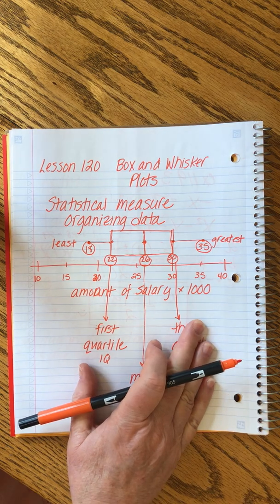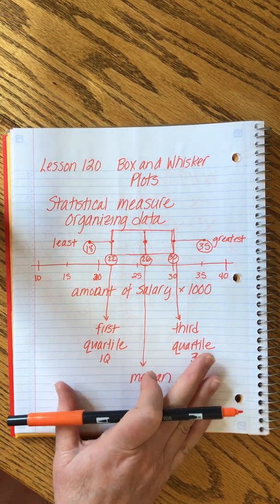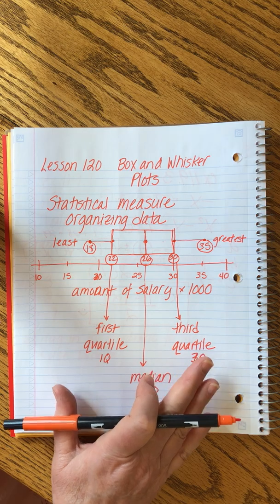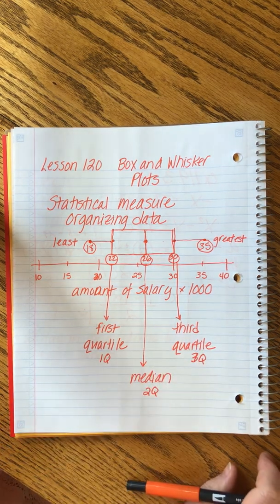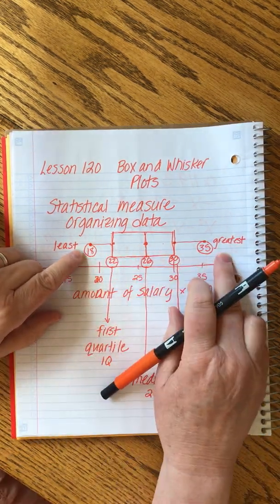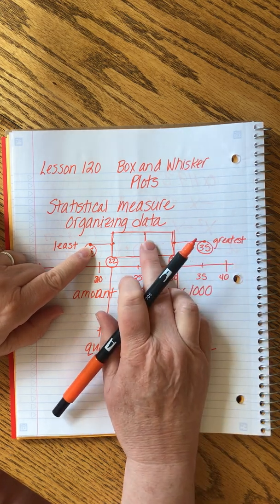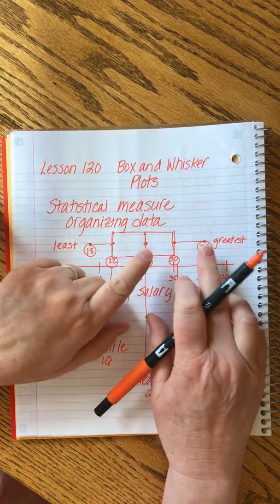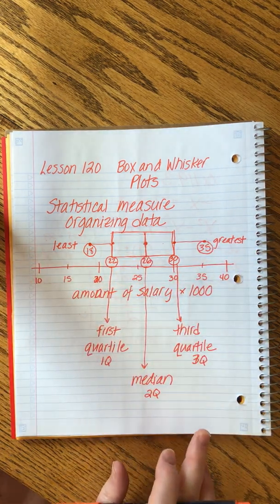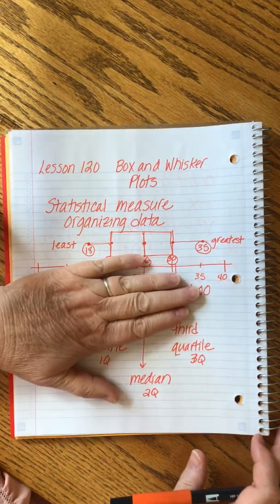Calculating this is pretty straightforward, but it helps if we see what we're trying to do before we start the calculations. Basically, we're just going to arrange our data in order so we can see the least and the greatest, and then we're going to find the median, and then we're going to find the median of the first half and the median of the second half and plot it all. Ready? Let's do it. So we'll come back to this picture.